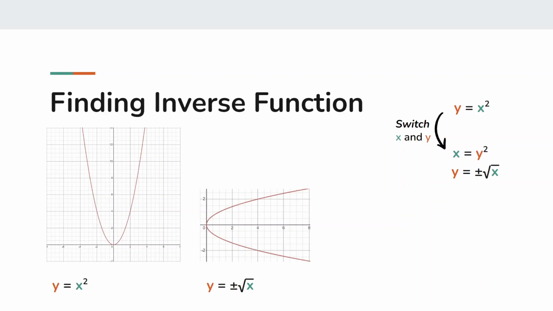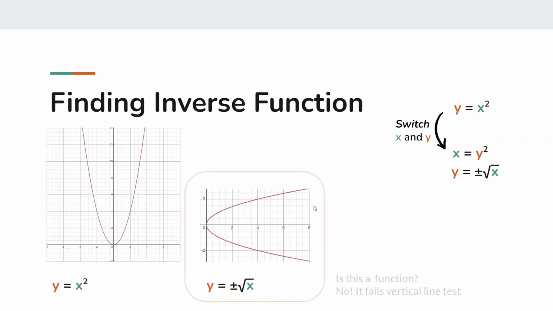Let's try one more function, y equals x squared, or the quadratic function. Using the same method, we can find that the inverse function is y equals plus or minus square root of x. And here's the graph of how it looks.